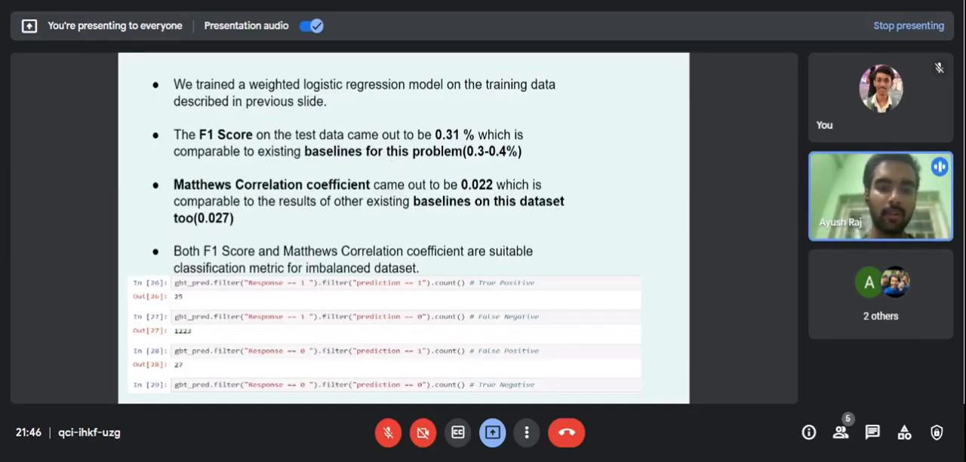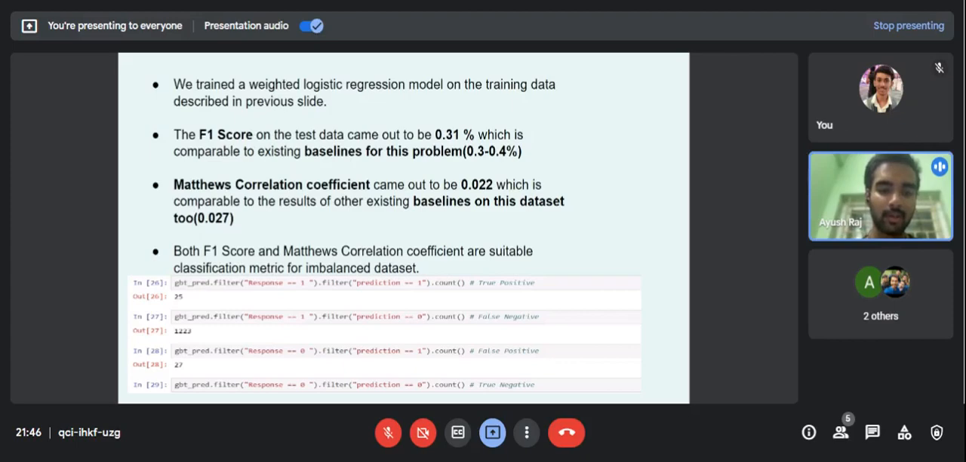Now we will move to the results we got out of our model. The F1 score came out to be 0.31%, which was comparable to the baselines of the problem on this existing dataset from Kaggle, which was 0.3 to 0.4%. And the Matthews correlation coefficient came out to be 0.022, which was also comparable to the results of other existing baselines on this dataset, which were around 0.027.